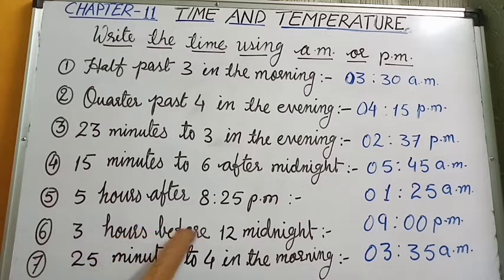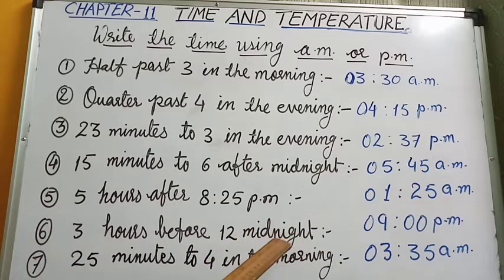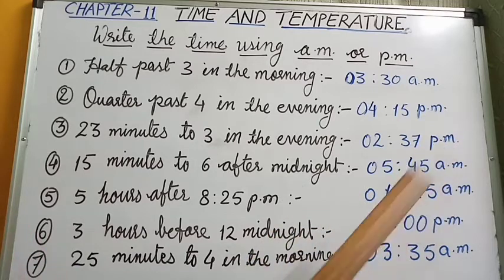Next, 3 hours before 12 midnight. So the time is before 12 midnight. That means we have to subtract 3 from 12. So 12 minus 3 is 9, and before midnight means the time is considered as PM. So 3 hours before 12 midnight means 9 PM.